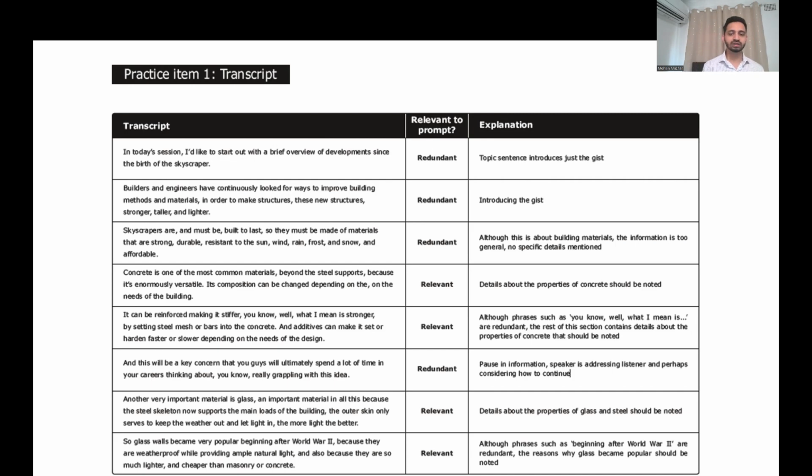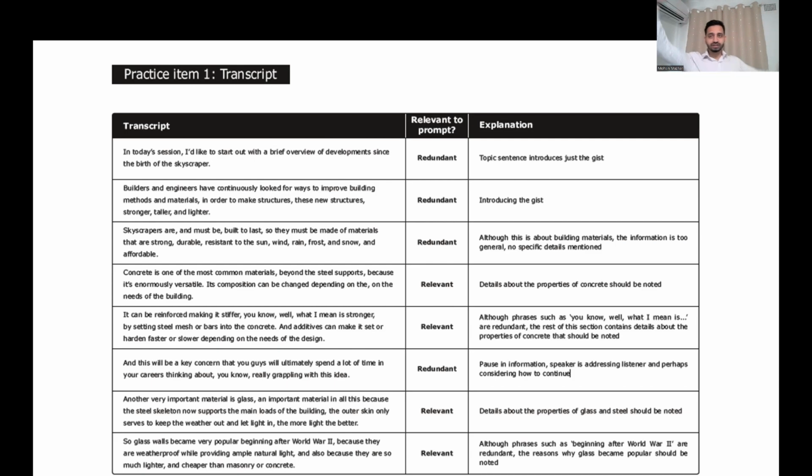Lastly, glass walls became very popular beginning after World War II because they are weatherproof while providing ample natural light, and also because they are so much lighter and much cheaper than masonry or concrete. Also relevant. On the right hand side, you can see the explanation. Although phrases such as "beginning after World War II" are redundant, the reasons why glass became so popular should be noted down because it still is talking about the properties of glass and why it's important as well.